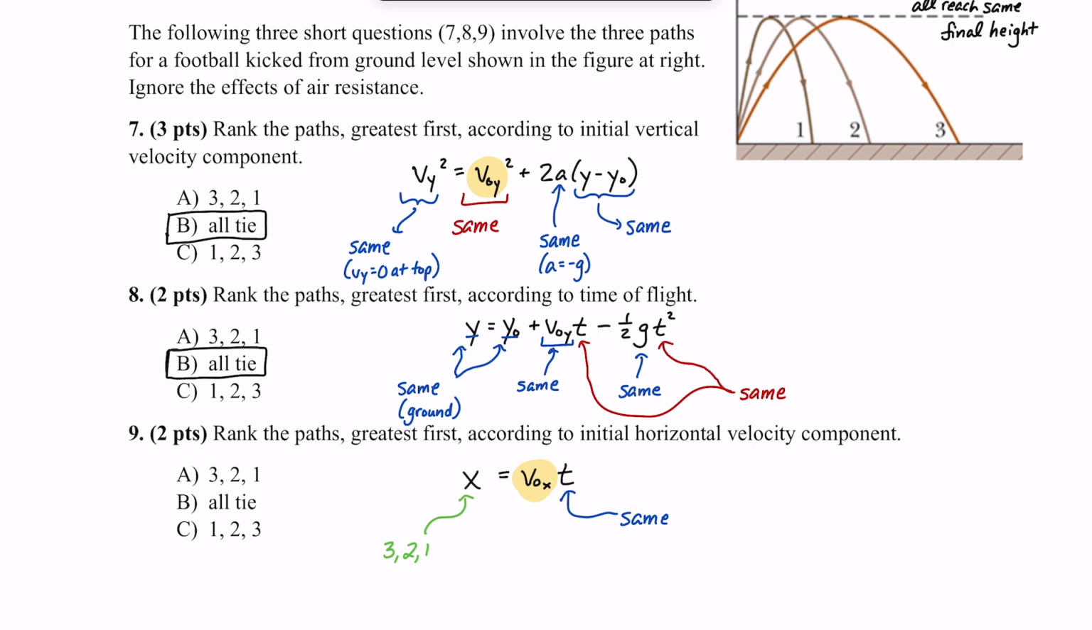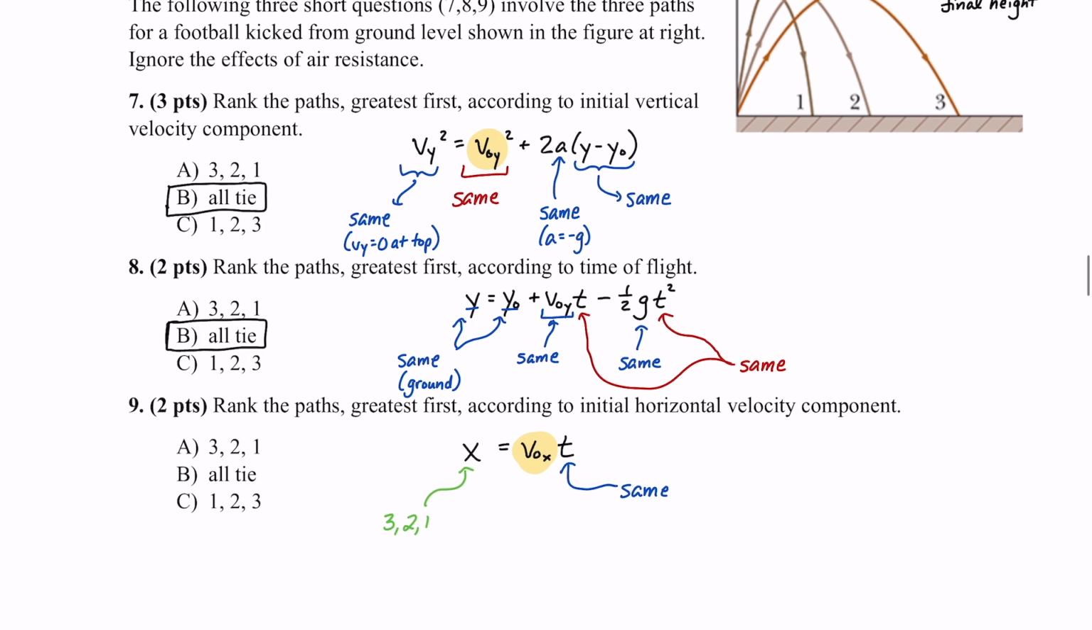If t is the same for all of these, but 3 goes the farthest, that means that 3's initial x velocity must be the biggest. Similarly, if object 1 travels the least amount of distance, but it stays in the air the same exact amount of time, it must have the smallest x velocity. And so the ranking for this one will be 3, 2, and 1, which is A.